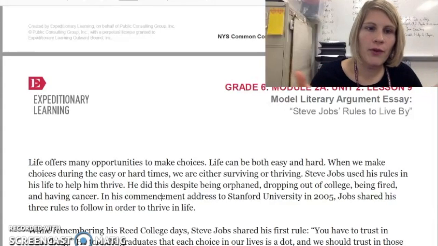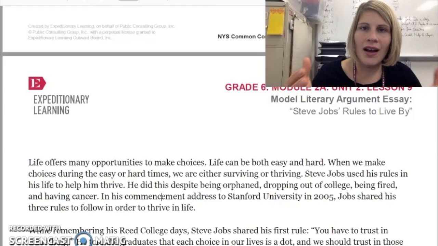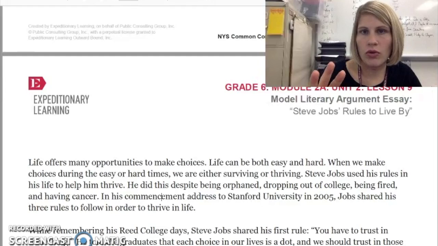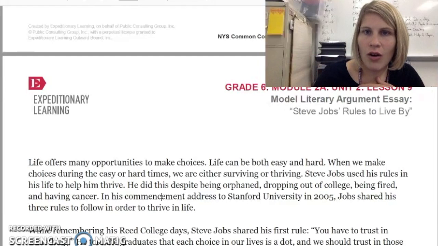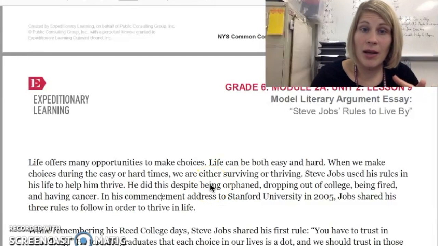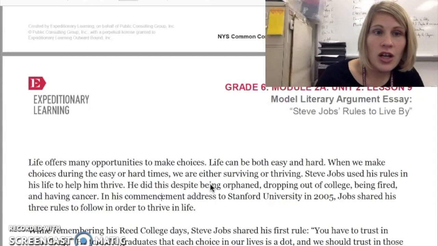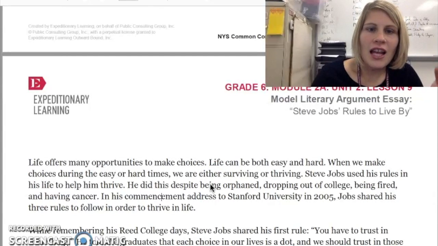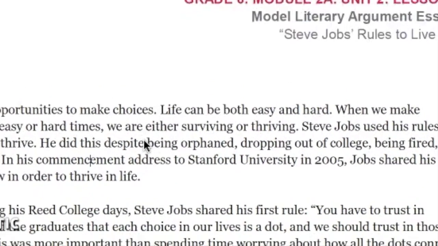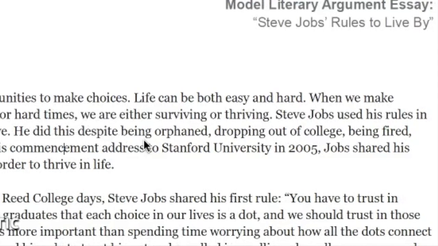So what does this look like for Bud's rules? It means that after you state your claim, you want to summarize, and I mean briefly summarize, the main idea of your three rules and mention that those are all related to him thriving or surviving. Look at how shortly they explained them here: despite being orphaned, dropping out of college, being fired, and having cancer. In the body paragraph, they talk about those things in detail. In the introduction, they just briefly mention that they're going to be talking about them.